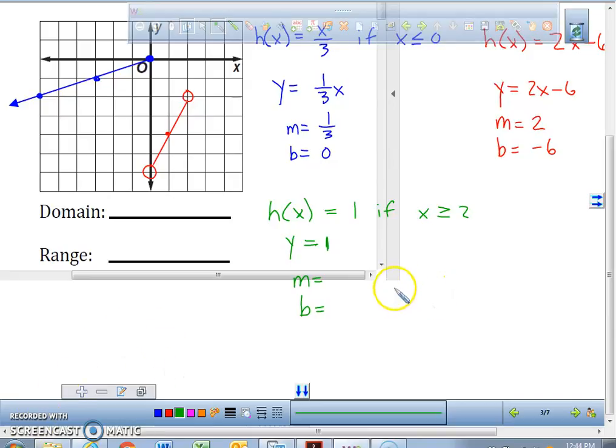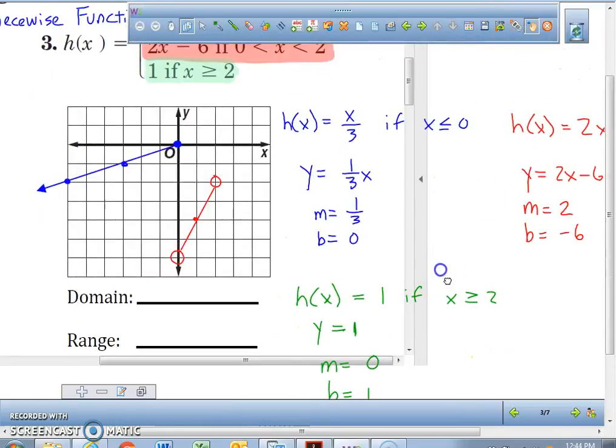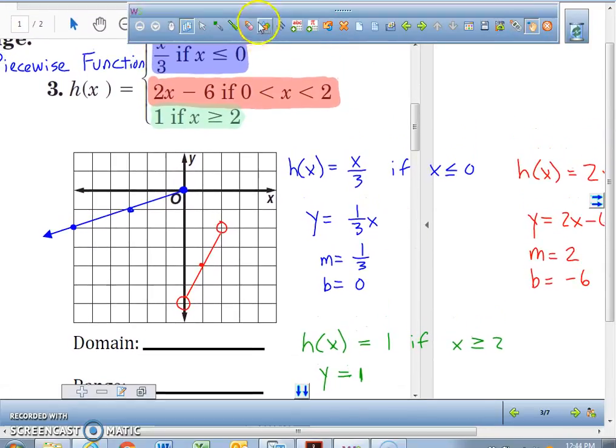All right. What is the slope of a horizontal line? 0 is right. Thank you, Vanessa. Now, what's the y-intercept? 1 is correct, Vanessa. I like it. So right now, what I want you guys to do is I want you to graph the line y equals 1, except don't do this. Don't graph the whole line y equals 1.